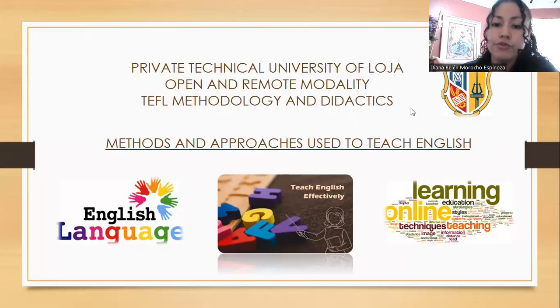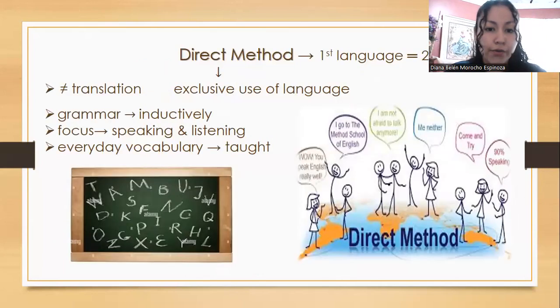Today we are going to briefly review some methods for teaching English as a foreign language. So we will start with the direct method. One of the main characteristics is that the use of translation was not needed to transmit knowledge. Basically, it is about teaching using the language exclusively. It is teaching a second language in the same way in which the first language was learned.